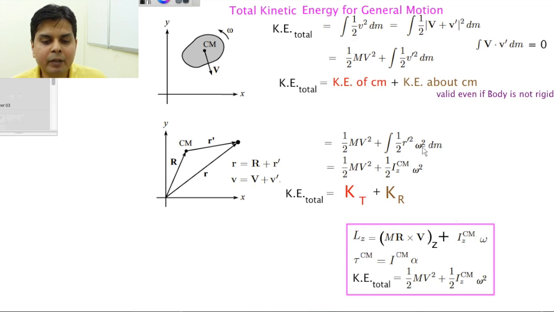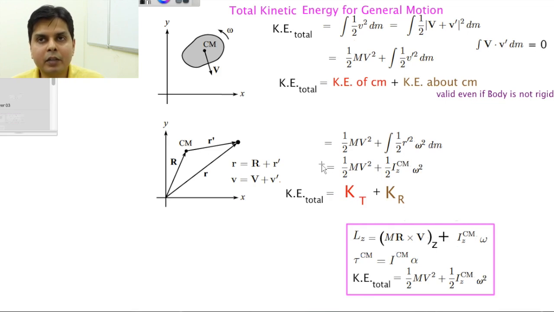How? Because this V prime will become R prime omega. So this will become half R prime omega square dm. Now this half will come out, and this R prime square dm, that is the formula for moment of inertia. So this will be Iz center of mass. So I can write KE total will be translational kinetic energy plus K rotational, that is half Iz center of mass omega square. So this is the formula for total kinetic energy of body doing general kind of motion. So KE total is Kt plus Kr.